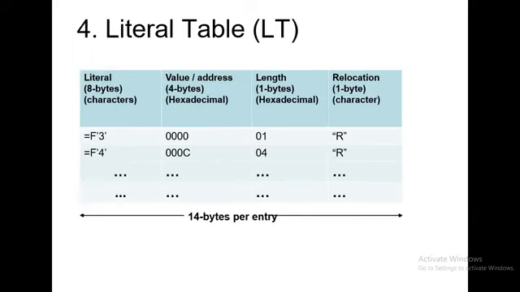Then the next one is the literal table. Always remember, literals start with an equals-to sign. It contains 4 columns. First is the literal, second is the value, or we can say address. After that the length, and the last one is relocation.